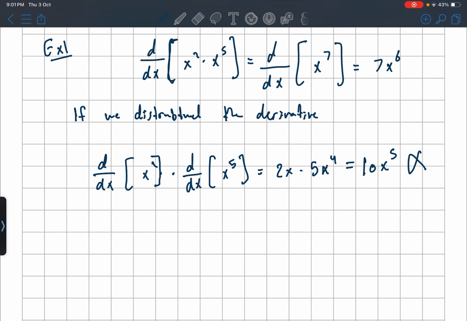So you just add the power. I mean, here you can see x squared multiplied by x power 5, so 2 plus 5 equals 7. Then you can get the derivative of it. Okay.